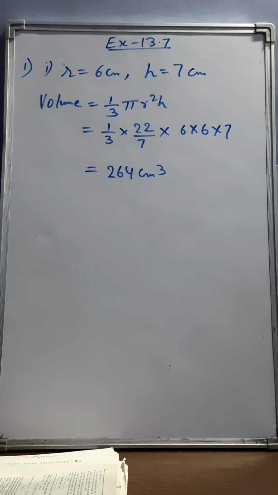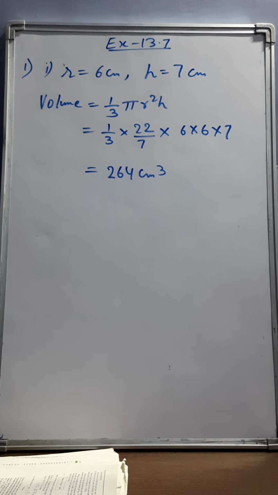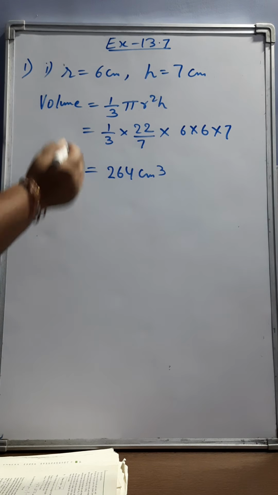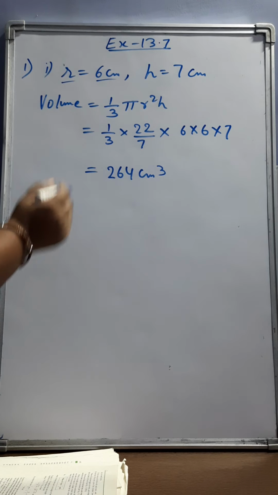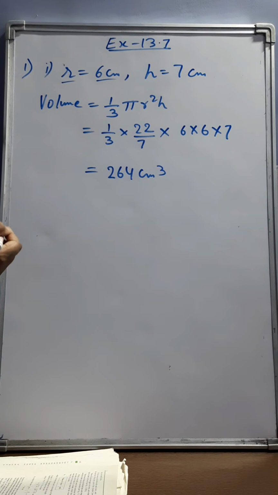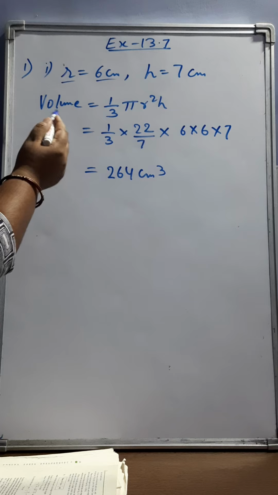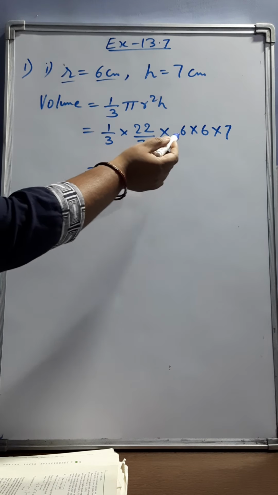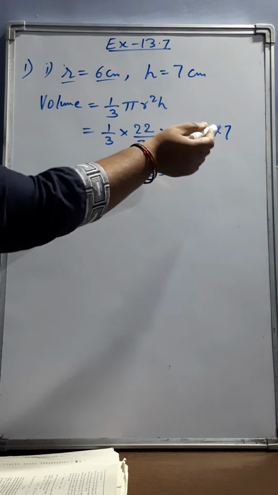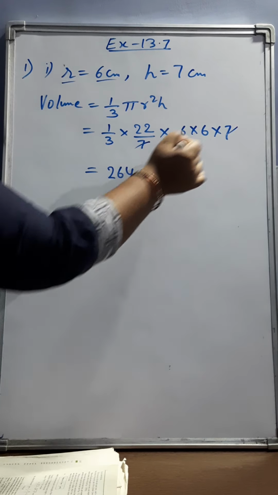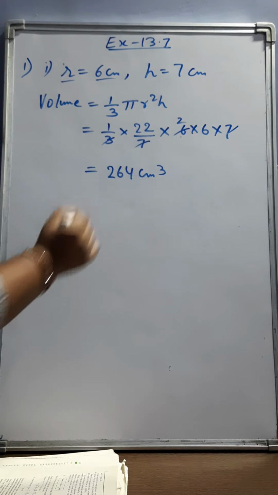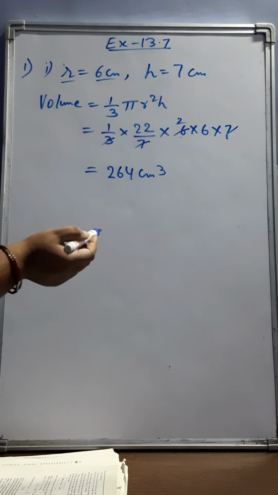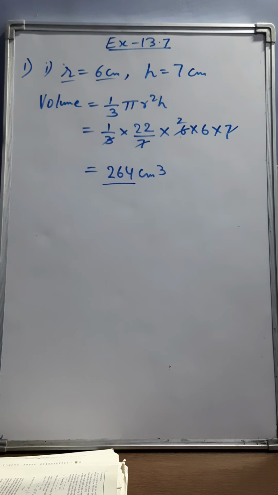Exercise 13.7, question number 1 says, find the volume of a right circular cone with, first question says, radius 6 cm and height 7 cm, which I have written here. Directly we can use the formula of the volume, 1 by 3 pi r square h. When you put the value of r, it is 6 into 6 and h is equal to 7. So this 7 will get cancelled and we get 2. So 22 into 2 into 6, you will get 264 centimeter cube. Similarly, you can do question number 2.